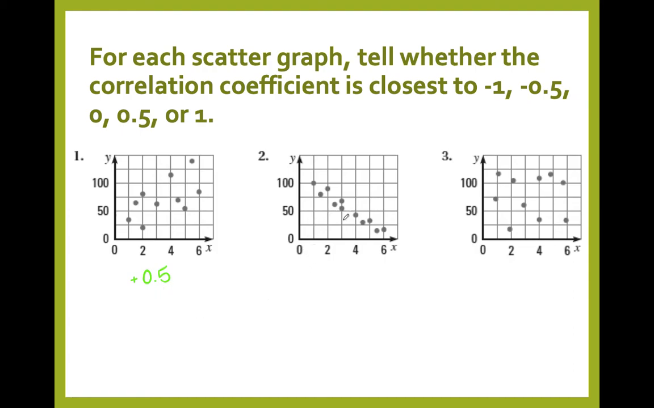In the second graph, this would be closer to -1 because you can see how much closer the points are together. They are closer to resembling a straight line than in the first example. So this is going to be closer to -1 than to 0. And in this third example, there's no correlation at all, so that would be a correlation coefficient of 0. There's no positive or negative correlation here.